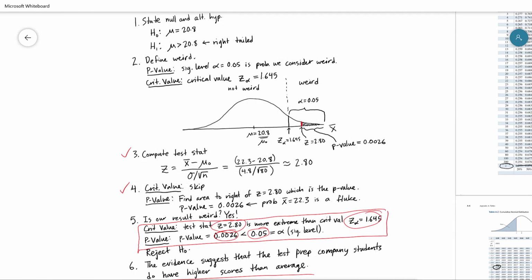Again, everywhere that a z shows up, we'll replace it with a t, and everywhere that sigma shows up, we'll replace it with an s, and we will have to take into account degrees of freedom when we use our table A3. Okay, I'll be making that video soon.